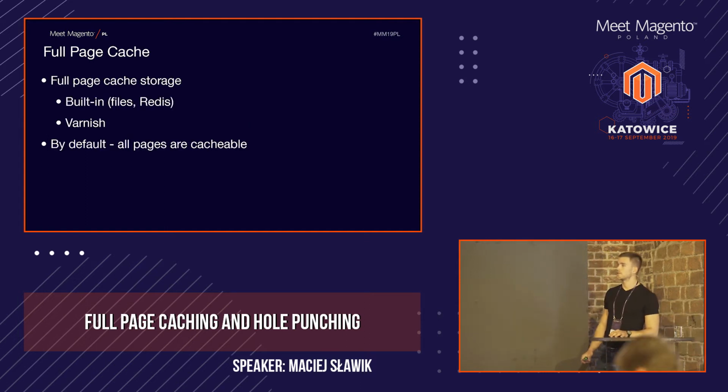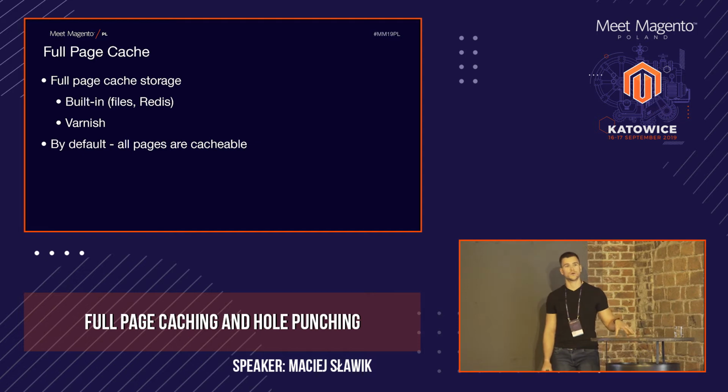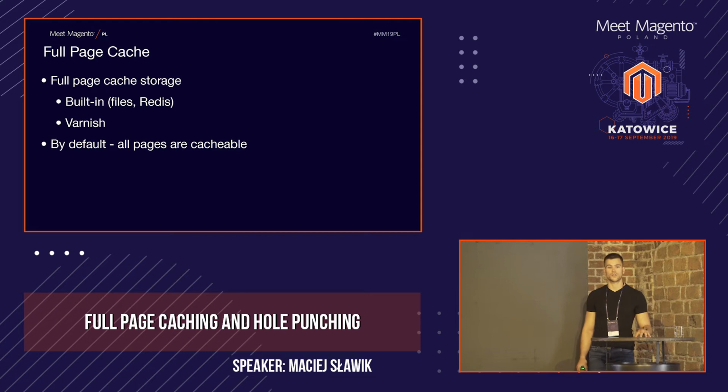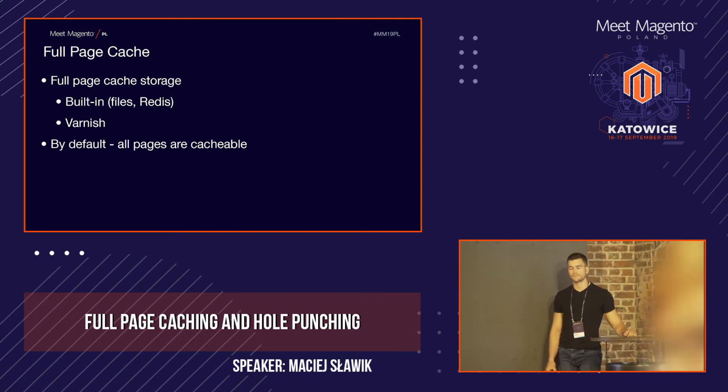In Magento, there are two types of storing full-page cache. You can use the built-in cache storage. That is, you can store the full-page cache in files, in Redis or the database. Or you can use an external cache storage, that is Varnish.